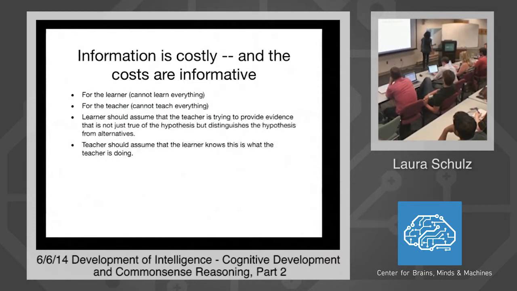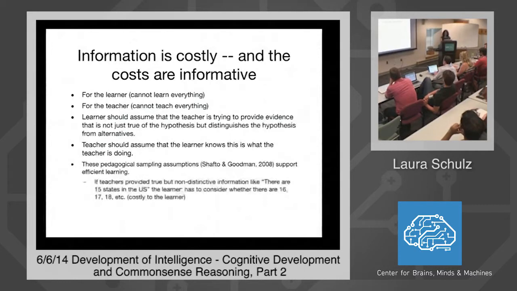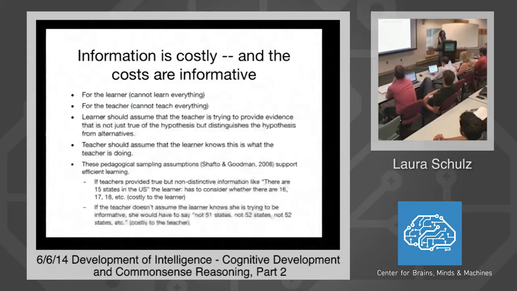So to flesh that out a little bit, imagine I tell you there are 15 states in the United States. Well, that is true, right? But it doesn't really distinguish that kind of information from the possibility that there's 16, 17, 18, 19 states. If you don't assume that the teacher is providing maximally informative evidence, you have to entertain all of those kinds of possibilities. And if the teacher doesn't assume that the learner knows that she's being informative, then if she wants to say, well, look, there are 50 states in the United States, she'd have to explicitly rule out, and by the way, not 51, not 52, not 56, right?